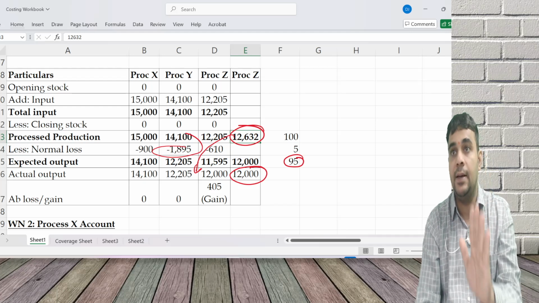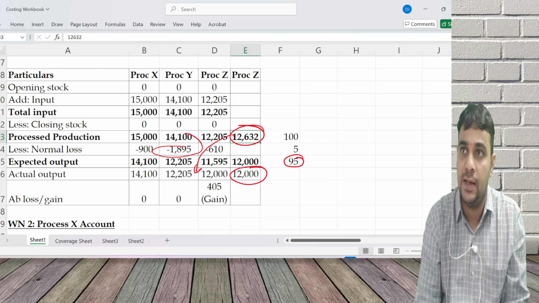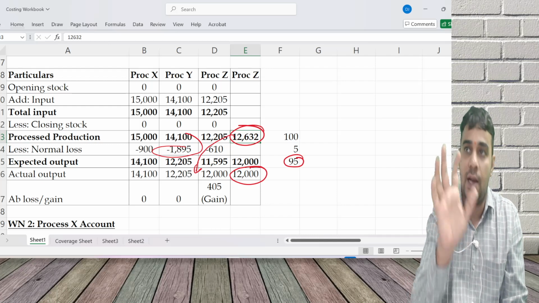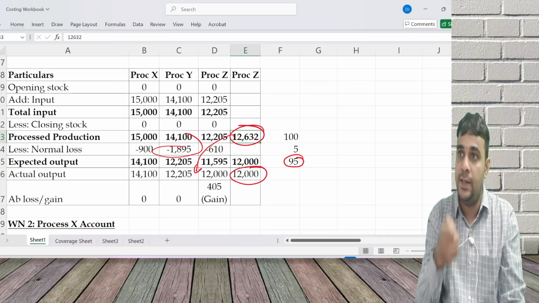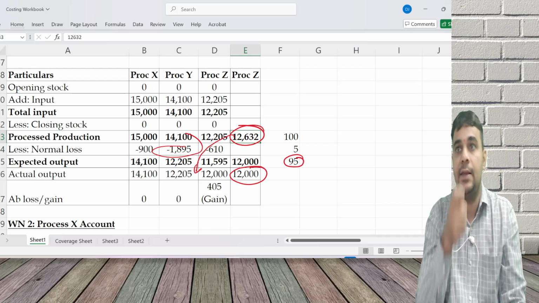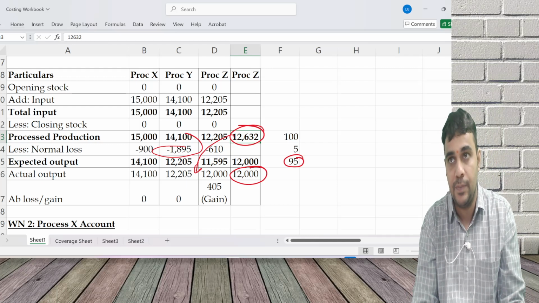Again, I'm repeating: in case 4 per unit was missing, we would have done reverse working for the last process, copied that number into the second process, and then closed the account. Any doubts on this? Clear?